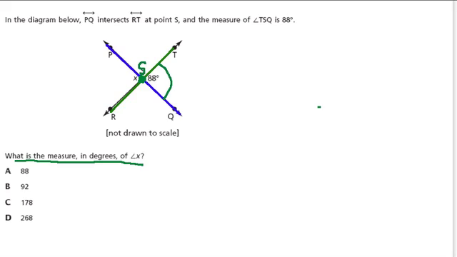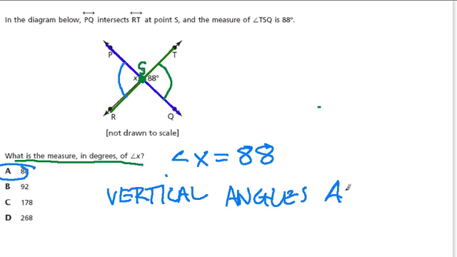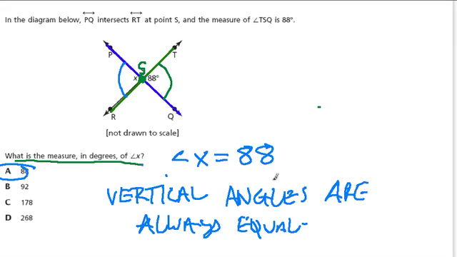Well, angle X is a vertical angle to 88 degrees, so it equals the same thing. So angle X equals 88 degrees. They're vertical angles. And vertical angles are angles formed by two straight lines, which is exactly what we have right here. And vertical angles, in this case, in two flat dimensions, are always equal. And I'm not going to talk about other cases yet.